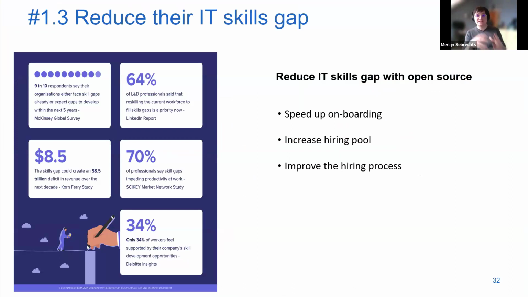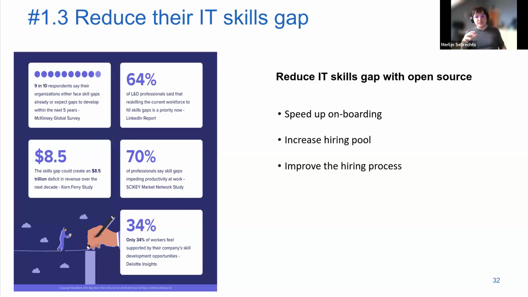Using open source software inside of your business can really reduce the IT skills gap, for example, by speeding up onboarding. If all the internal software that your company is using is being developed inside of the company and only used inside of that company, then every single time you hire a new developer, the developer will need to relearn everything about that software. However, if you build on top of open source software, then a lot of the developers coming into your company might already have experience with that software. And so the onboarding goes a lot quicker.